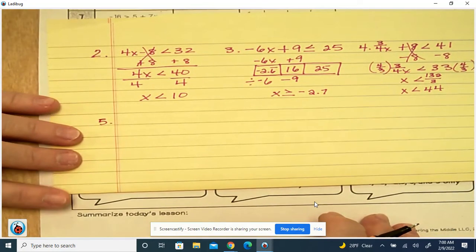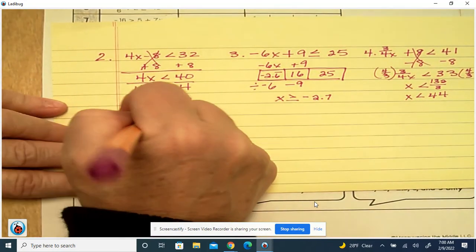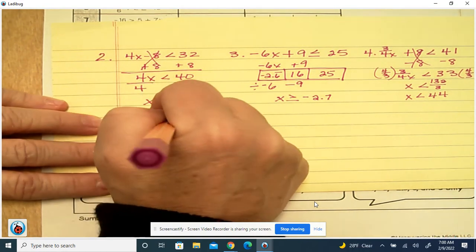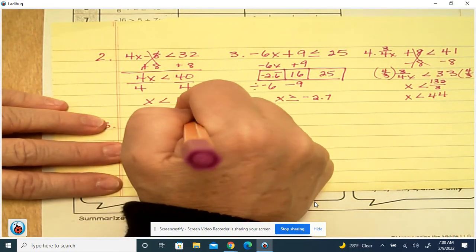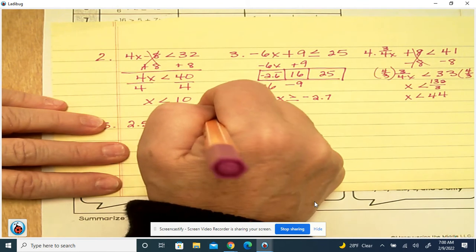And number 5. 2.5x minus 10 is greater than 25.